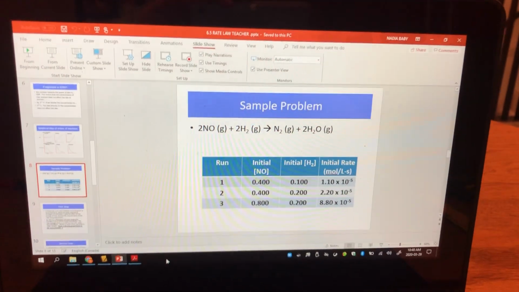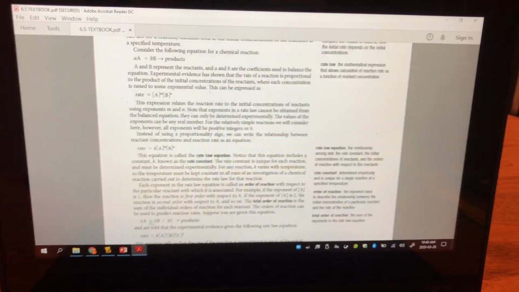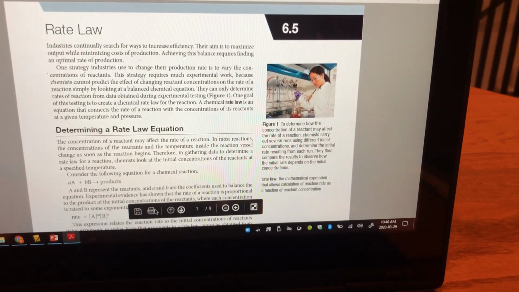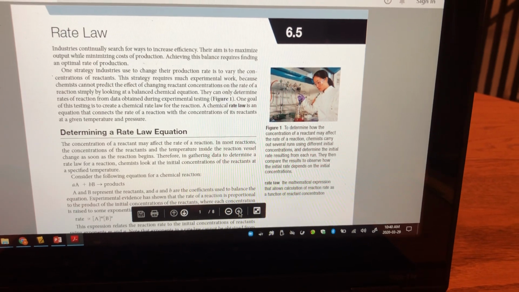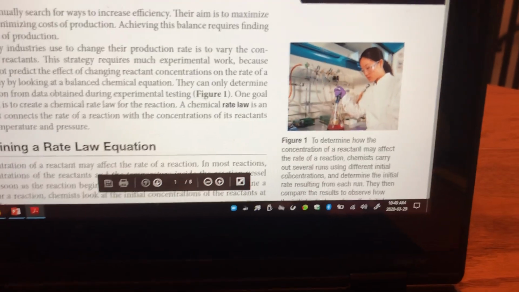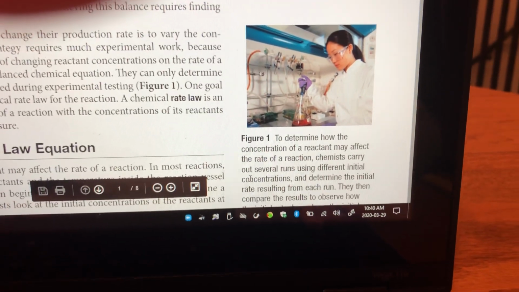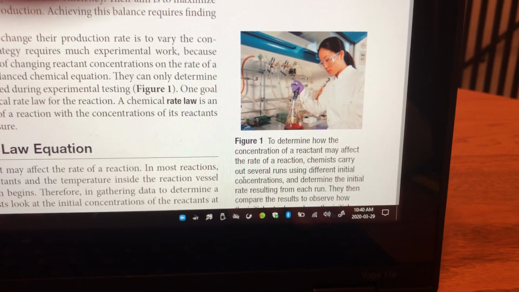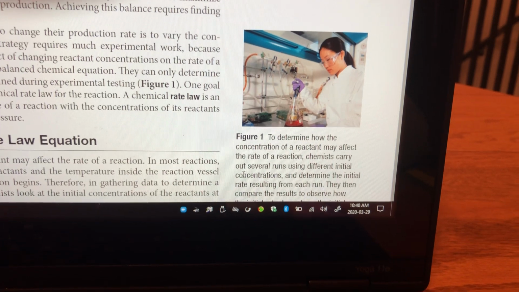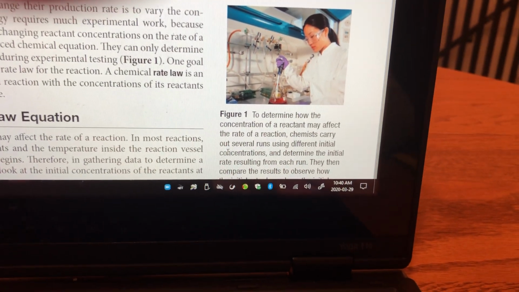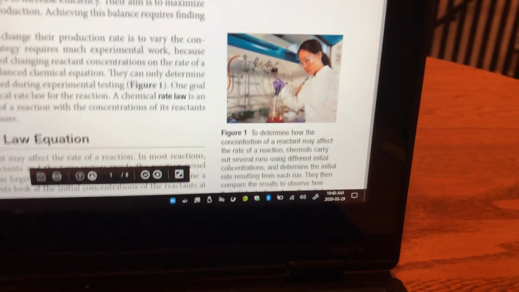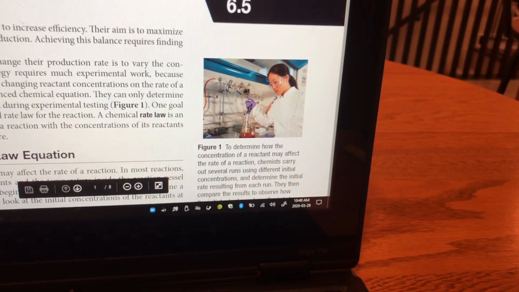If we take a look at our textbook for a second. In the textbook, remember, you should also always be reading the textbook with every note, just to get a further understanding. It's showing you a picture here of a chemist who is doing several trials, changing the concentration of a reactant and measuring the rate of the reaction. So she does trial 1, measures the rate, trial 2, measures the rate, and trial 3 measures the rate, and then she comes up with a chart, which is what we are going to be looking at right now.